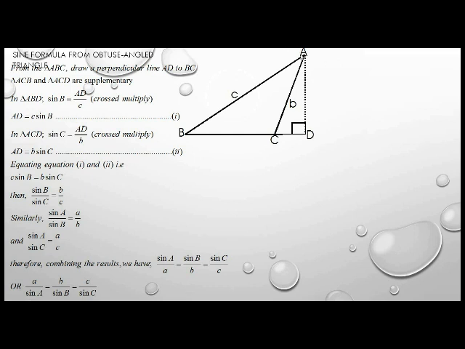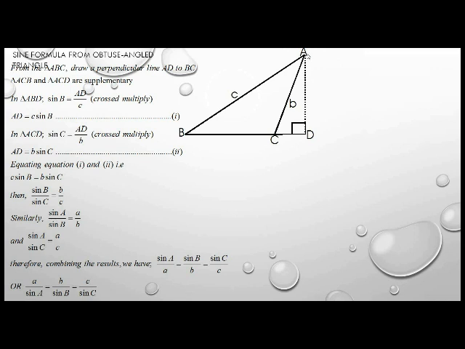Now, in the triangle ABD, if we are to make use of SOHCAHTOA, the angle formed here is facing the opposite side of line AD. And the angle formed at C is also facing the opposite side of line AD, which means line AD is common to both triangle ABD and triangle ACD. Now, let's look at triangle ABD. You know that our sine B is going to be opposite, which is line AD, over the hypotenuse, which is C. That is AD over C. If we cross multiply, we also have AD equal to C sine B. And that is our equation 1.